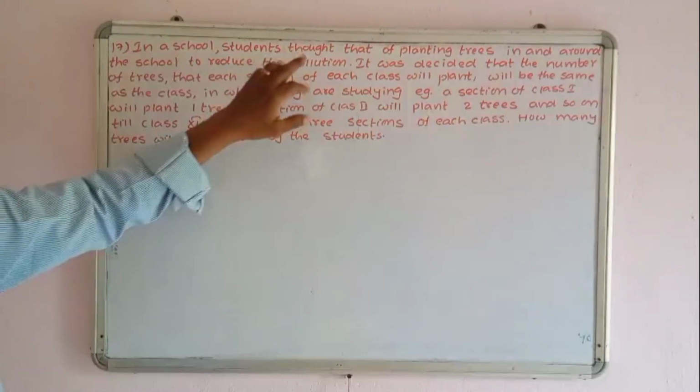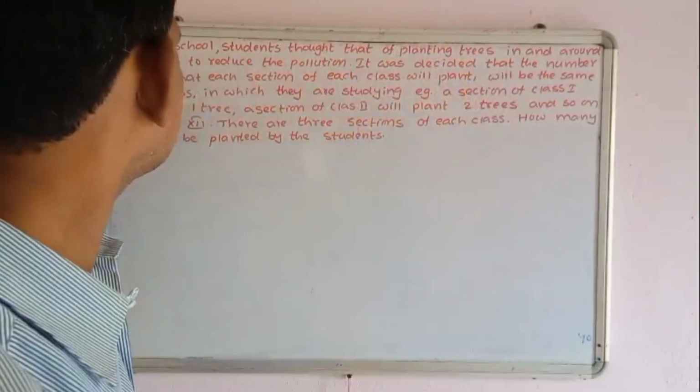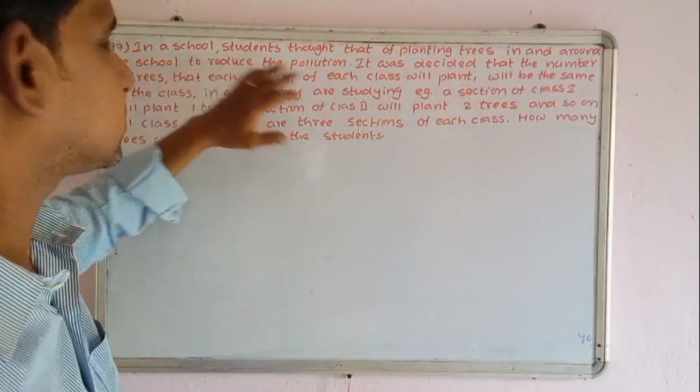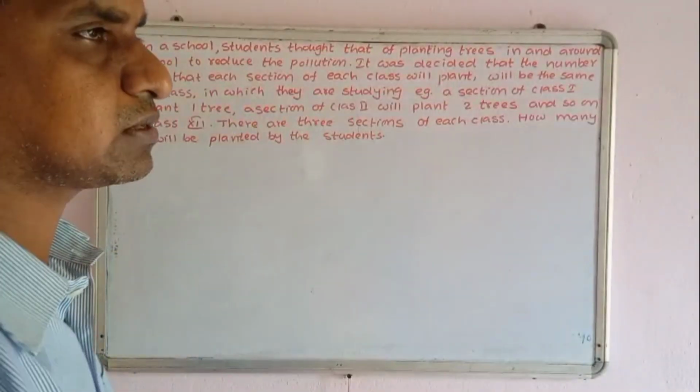Okay. In a school, students thought of planting trees in and around the school to reduce the pollution. Pollution reduce చేయడం కోసం plants వేస్తున్నారు.